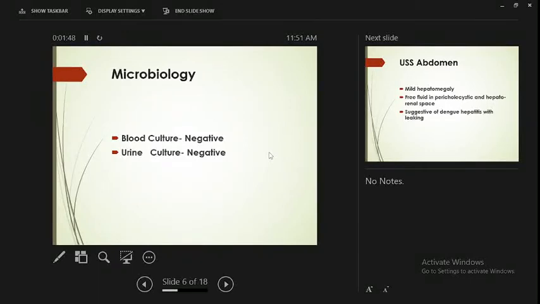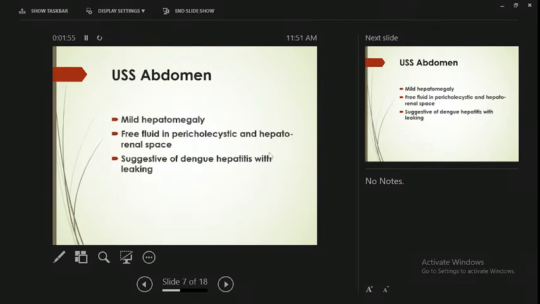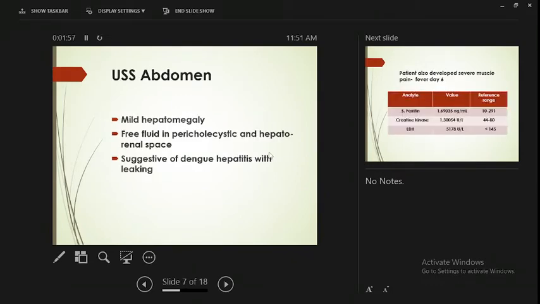In the microbiology report, to confirm the diagnosis, the blood culture and the urine culture were negative. The ultrasound scan of the abdomen revealed mild hepatomegaly and free fluid in the pericholecystic and hepatorenal space, suggestive of dengue hepatitis with leaking.